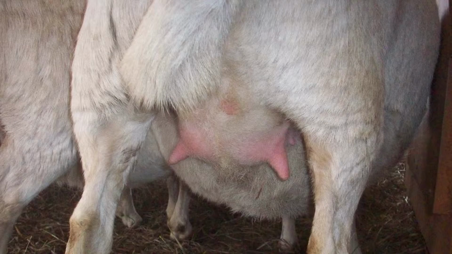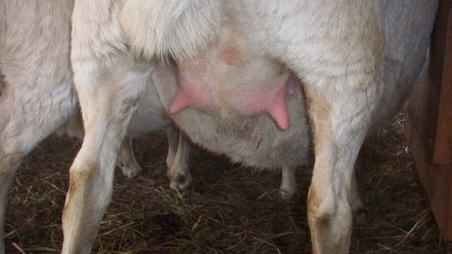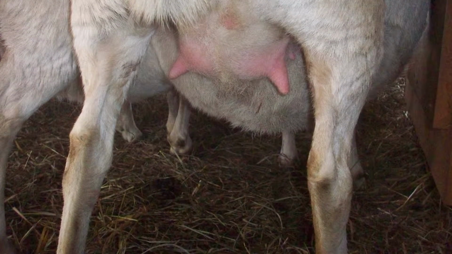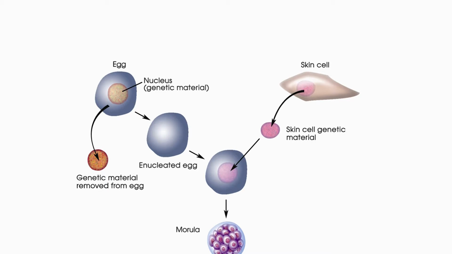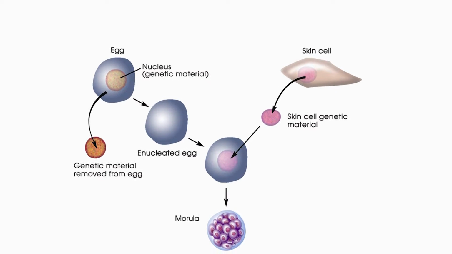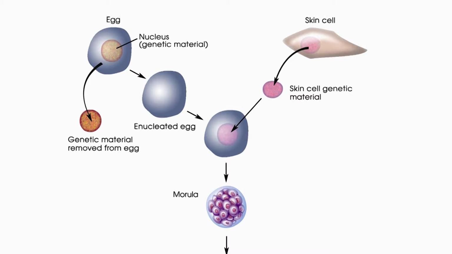Transfer. How do we transfer? To make Dolly, researchers isolated a somatic cell from the udder. The udder is the mammary gland, the breast of an adult female sheep. The nucleus is removed from an egg cell. Then the nucleus from the somatic cell is transferred to the egg cell.